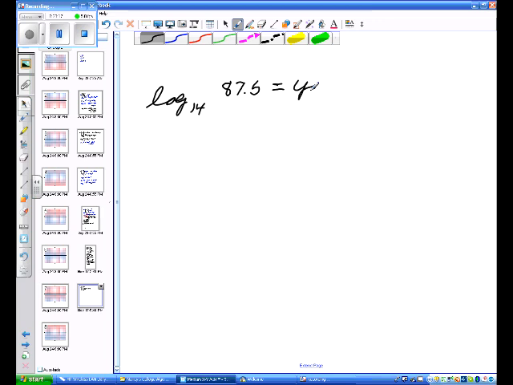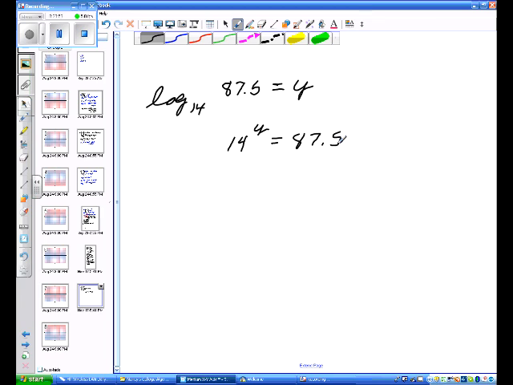Well, in this form, we don't know how to evaluate this because it's base 14. Even your calculator will not do this in this form. Your calculator only works in base 10, the common log, and base e, the natural log. It does not work in base 14. So we need to do some work with this. Let's write this back in exponential form. That would be 14 to the y is equal to 87.5.